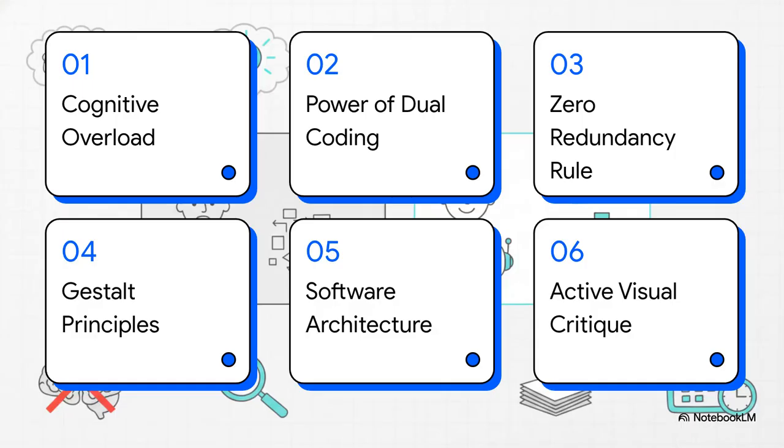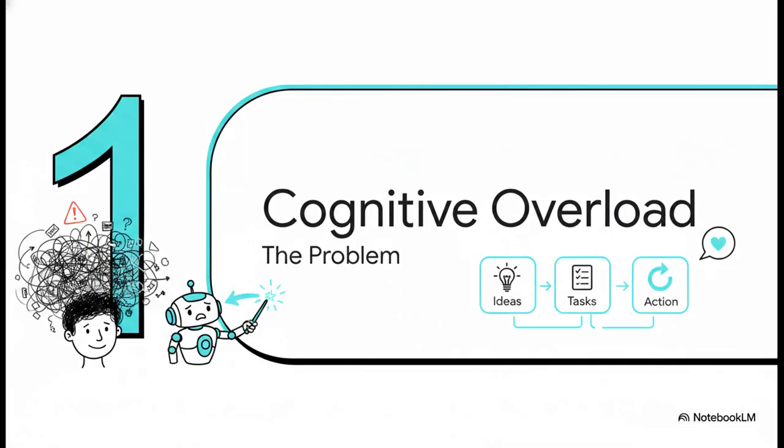To fix this, we need a clear roadmap. Today we're covering the cognitive overload problem, the power of dual coding, the zero redundancy rule, Gestalt principles, simplifying software architecture, and finally, an active visual critique. And just giving you this clear structure right up front actually reduces your cognitive load immediately. So let's jump right into Section 1, the cognitive overload problem.